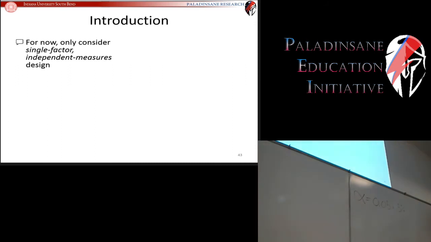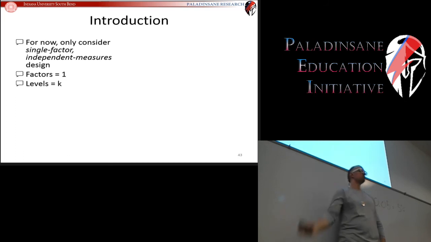It is a single factor, one independent variable, one cause, independent measures design. So different samples in different conditions. And it's going to have one factor, but it could have as many levels as you want. So it could have 3 levels, it could have 5 levels, it could have 7 levels if you want, but there's one cause with multiple levels.